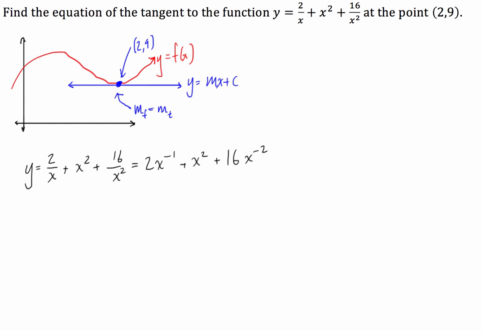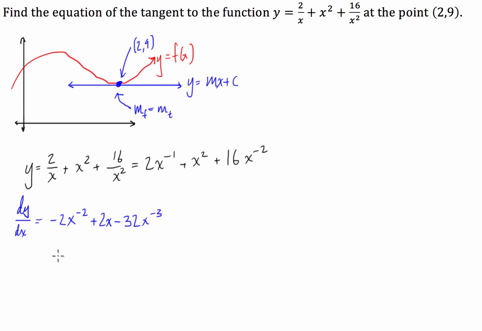So what I'm going to do now is I'm going to take the derivative of this, because that's what our gradient function is going to be. It's the derivative of y with respect to x of this function. So I'm going to have dy/dx is going to be equal to negative 2x to the negative 2 plus 2x minus 32x to the negative 3.